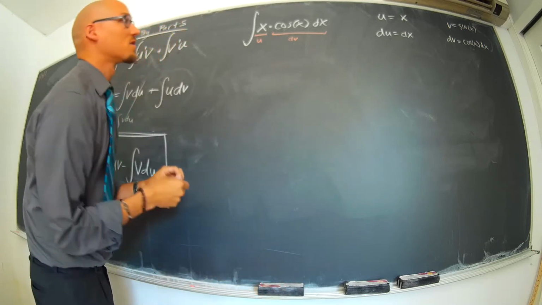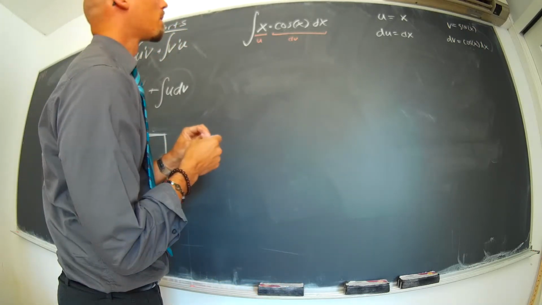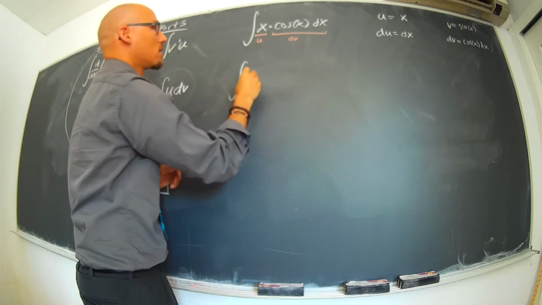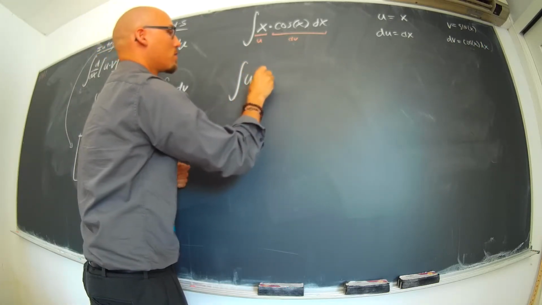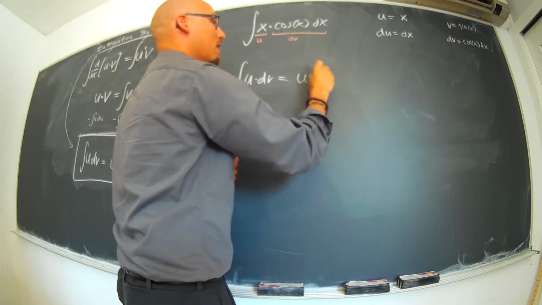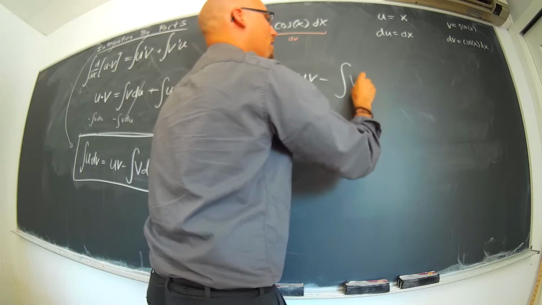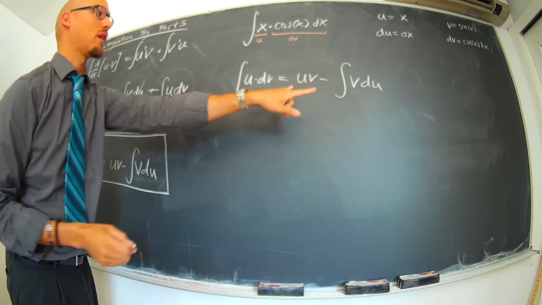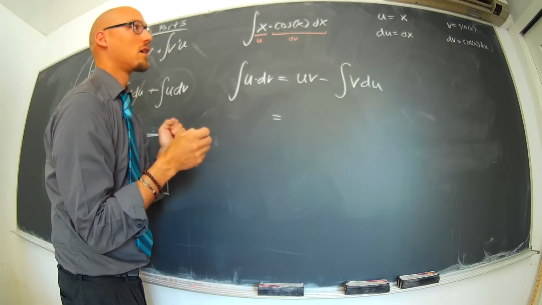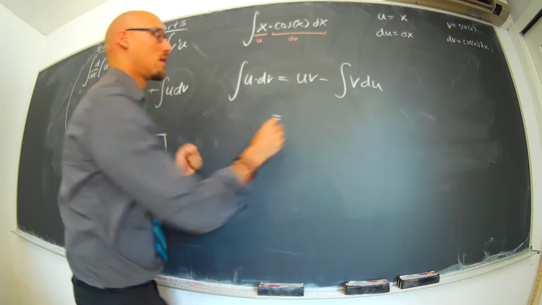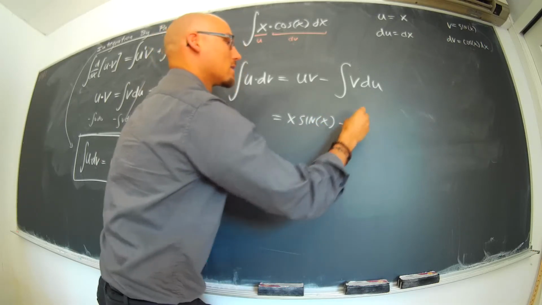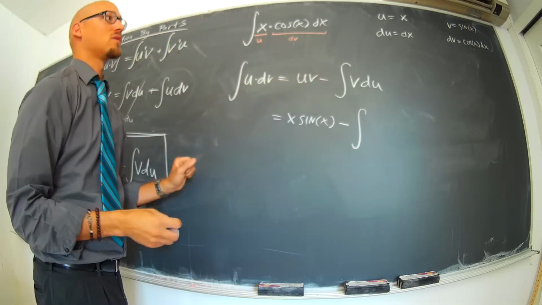So if we do this substitution, well, this is u dv. So this is the integral of u dv, which is equal to uv minus the integral of v du. So let's plug that stuff back in. What's uv? x sine x, minus the integral of, let's plug in, what's v du?